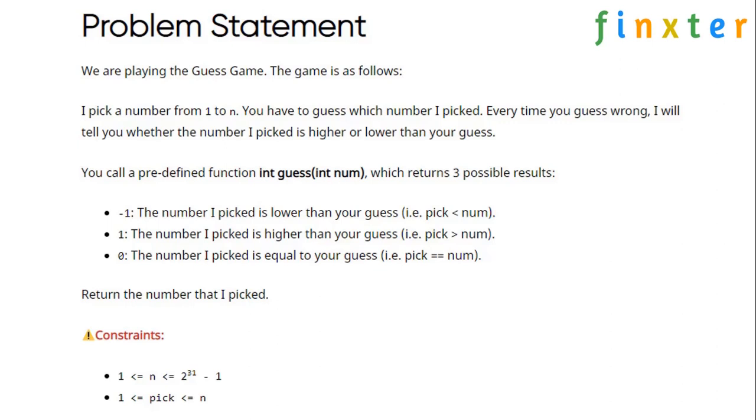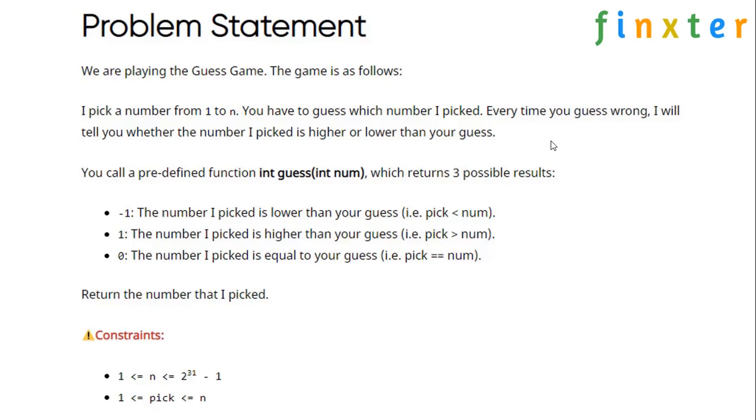So let's go ahead and read this question out, and then we will understand it with the help of an example. The question says that we are playing the guess game, and the game is as follows. I pick a number from 1 to n. You have to guess which number I picked. Every time your guess is wrong, I will tell you whether the number I picked is higher or lower than your guess. I hope you understood that.